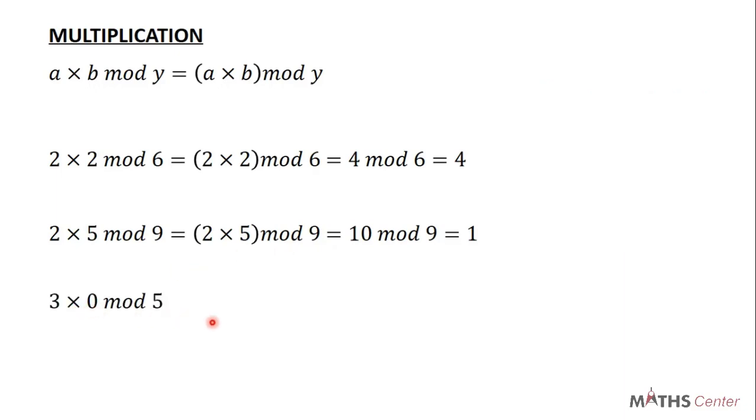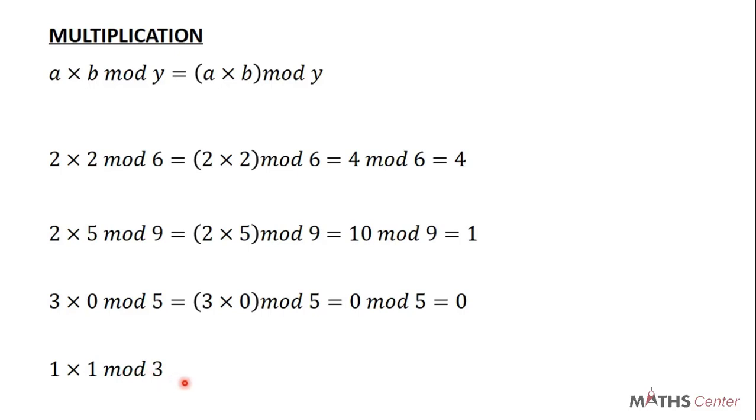3 times 0 mod 5 will be equal to (3 times 0) mod 5. 3 times 0 is 0, so you have 0 mod 5. 0 is less than 5, so 0 mod 5 is equal to 0. Finally, 1 times 1 mod 3 will be equal to (1 times 1) mod 3. 1 times 1 is 1, so you have 1 mod 3. 1 is less than 3, so the value of 1 in mod 3 is equal to 1.